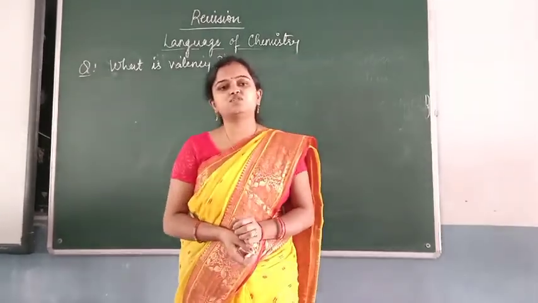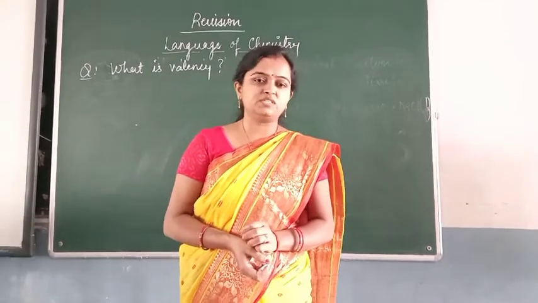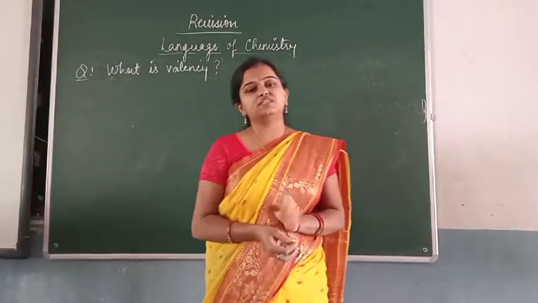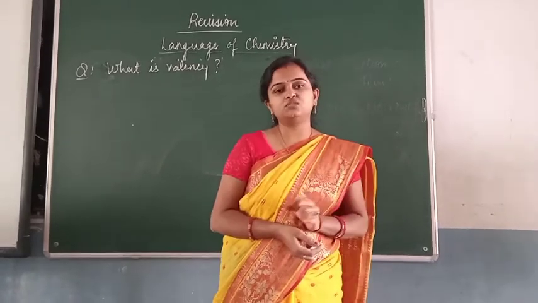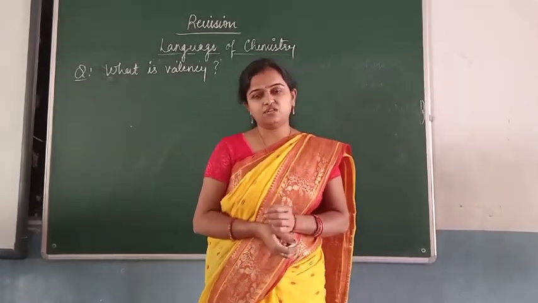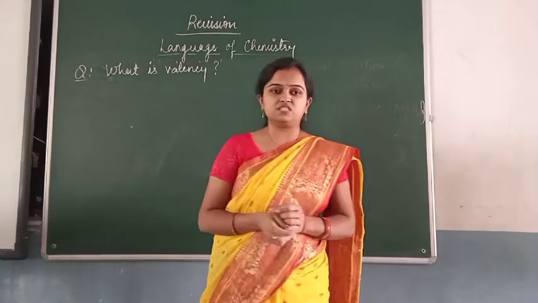As we know, on the surface of the earth there are 118 elements present, and each and every element has its own atomic number. From that atomic number we can check the valencies of the particular element. So the first question is, what is valency.